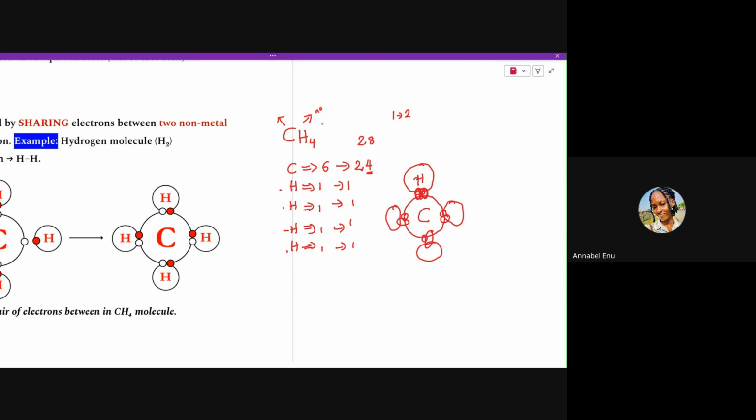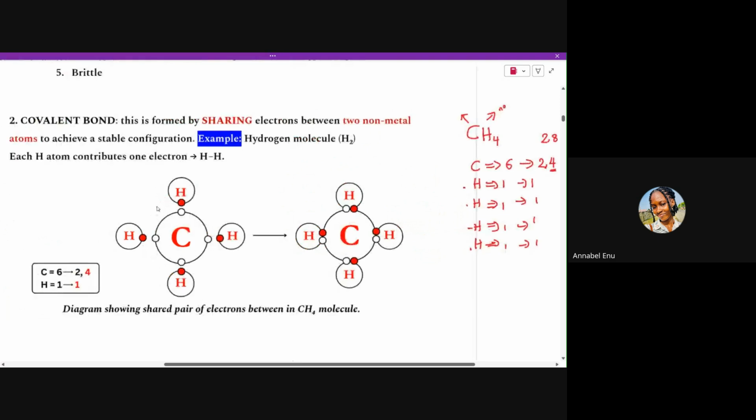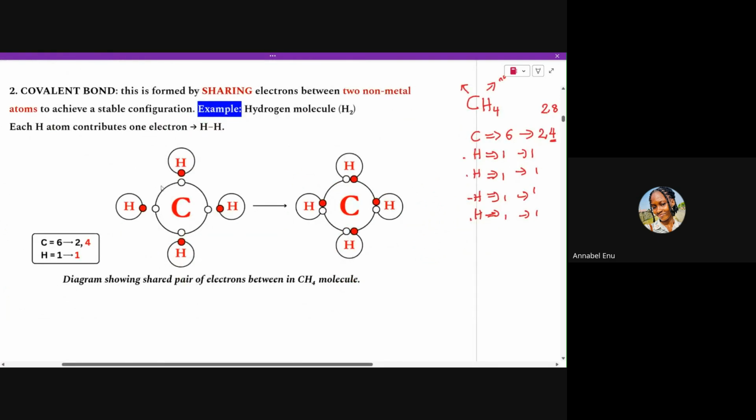Okay. So look at a diagram that can explain this. We see the red balls represent the electron for hydrogen, and the white balls represent that of carbon. So when the red balls and the white balls, they are sharing their electrons with each other.